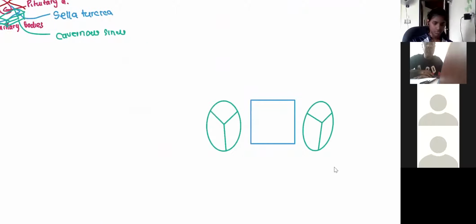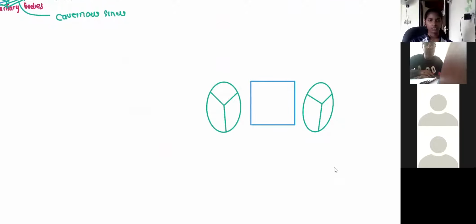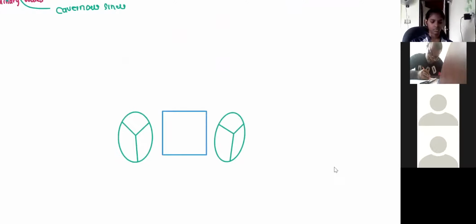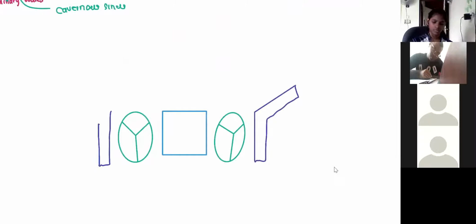Okay. Now, this is the thalami. Actually, I need to move this because I need space. Can someone tell me what is this structure which is present lateral to the thalamus? What is this structure? Internal capsule. Yes, nice.